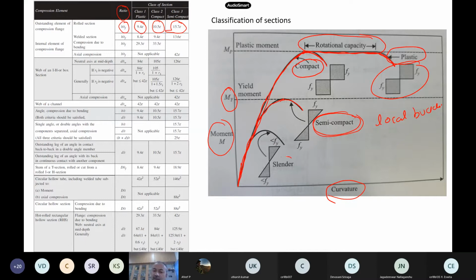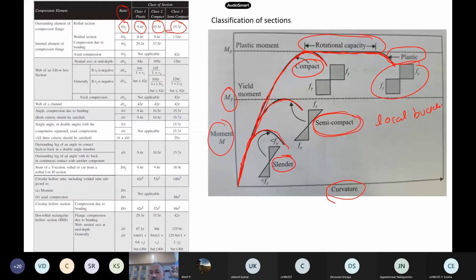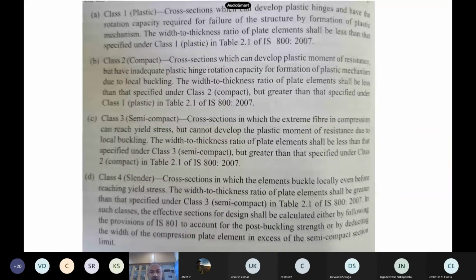Now there is another section which we call a slender cross section, where the beam will not even go to the yield moment. Before it has yielded, local buckling starts automatically, and it fails just because of local buckling. So these are the sections, like I showed you in the previous figures. Here, before the beam reaches the yield moment, in some portion like the flange, you will see local buckling. These types of cross sections are known as slender cross sections.